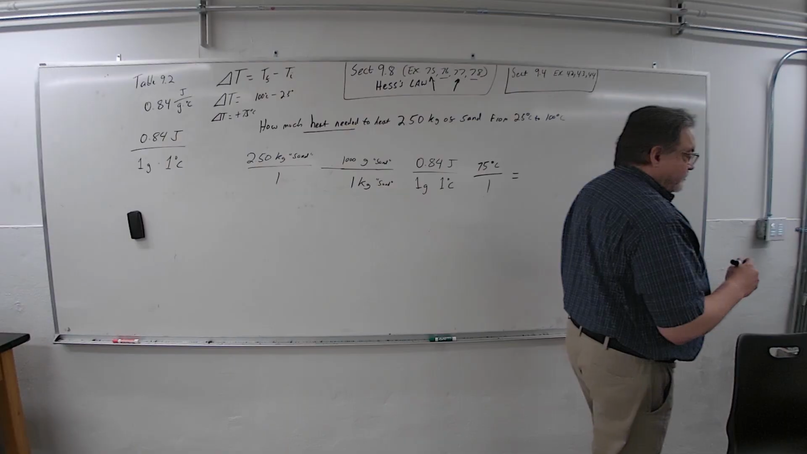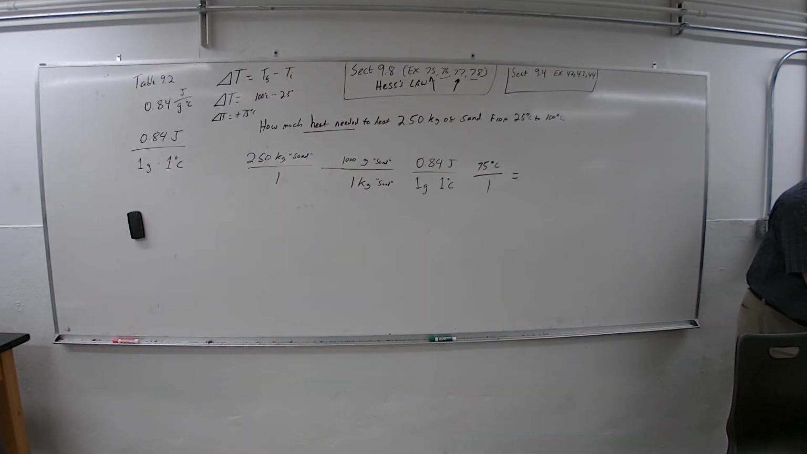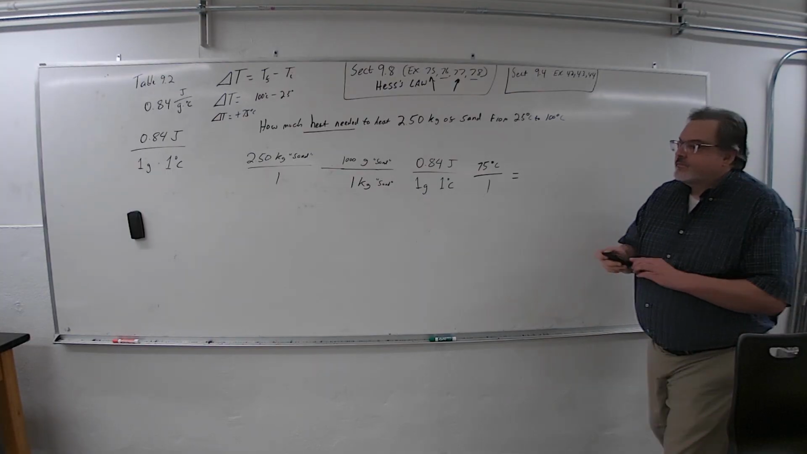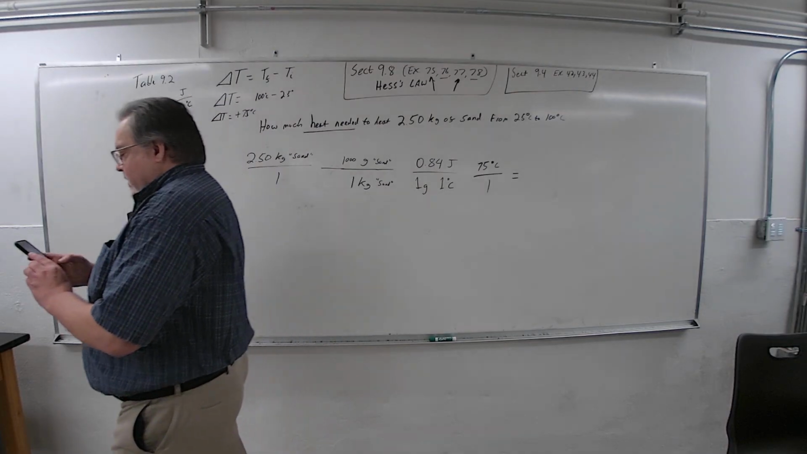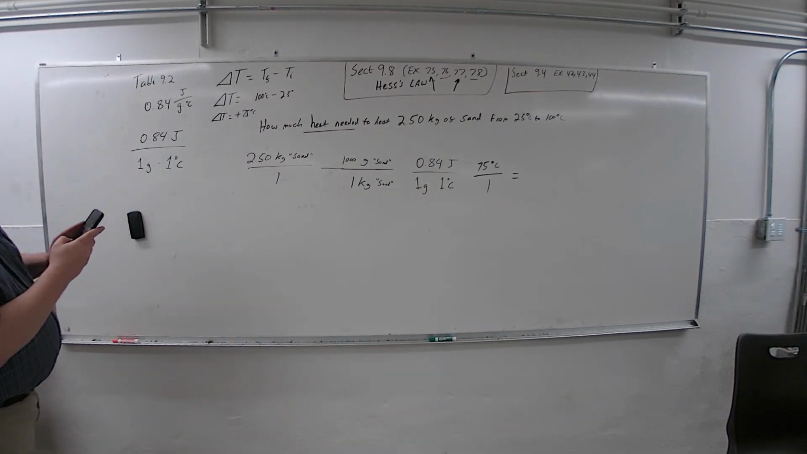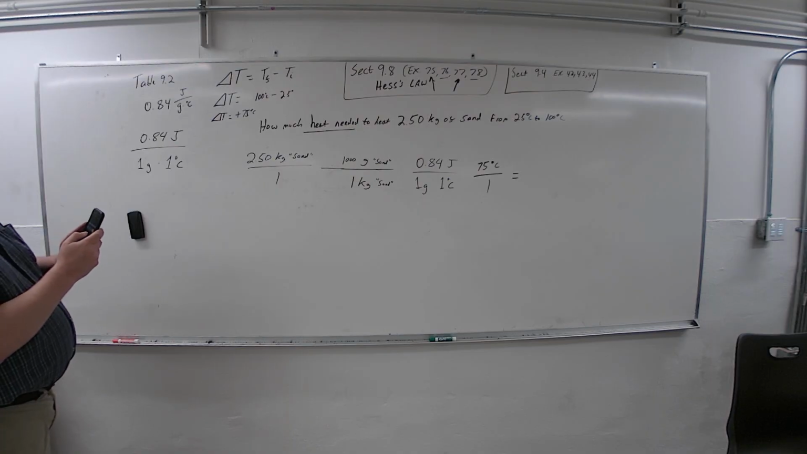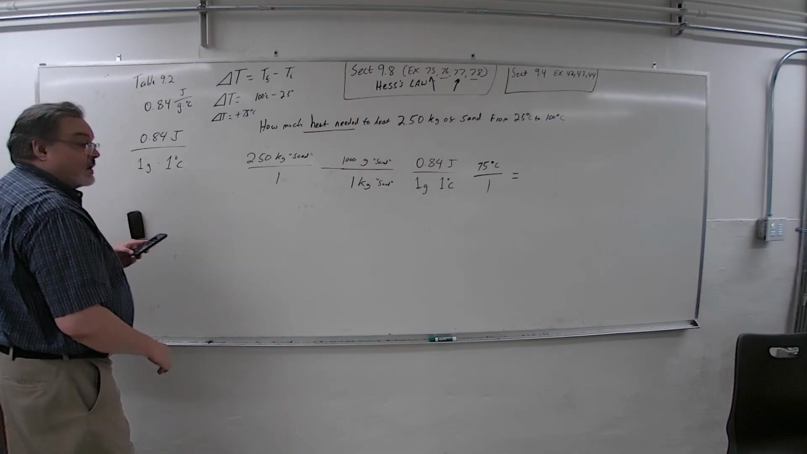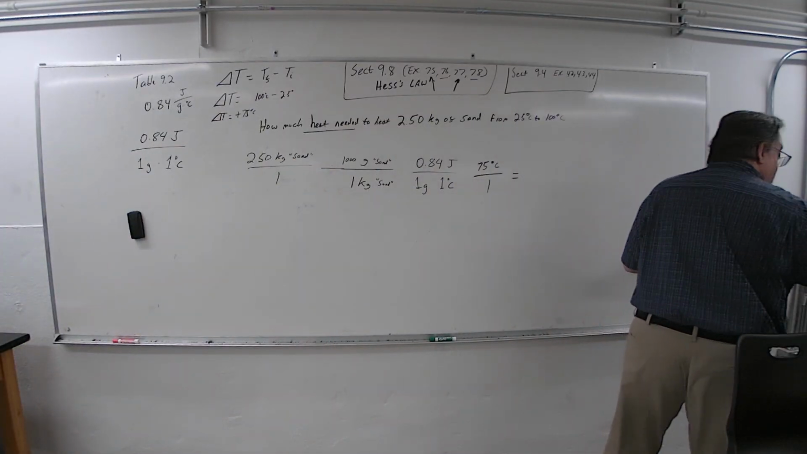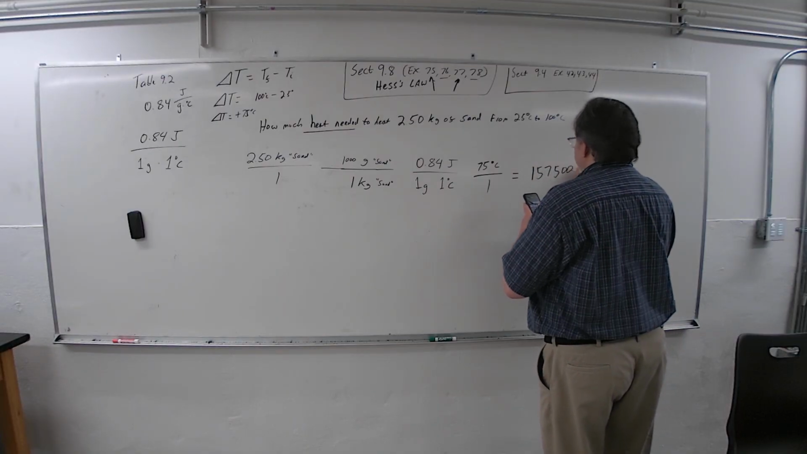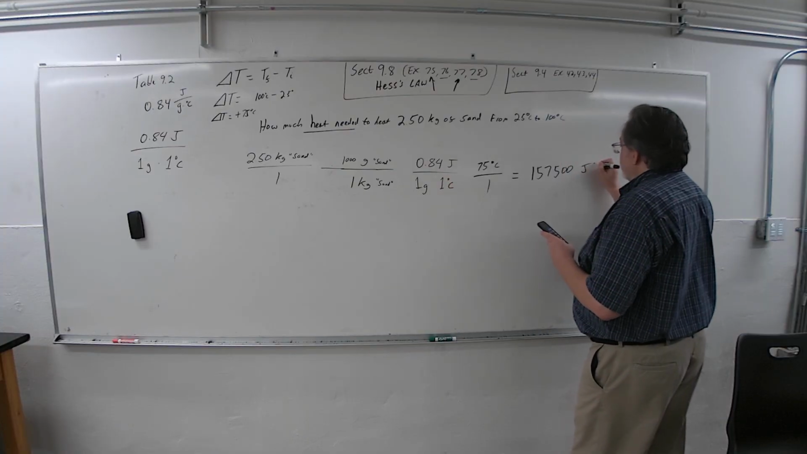Will you go through the final answer? Oh, you want me to calculate? I get 2.50 times 1,000 times 0.84 times 75, and it's all 1 on the bottom, so I get 157,500. We end in joules.